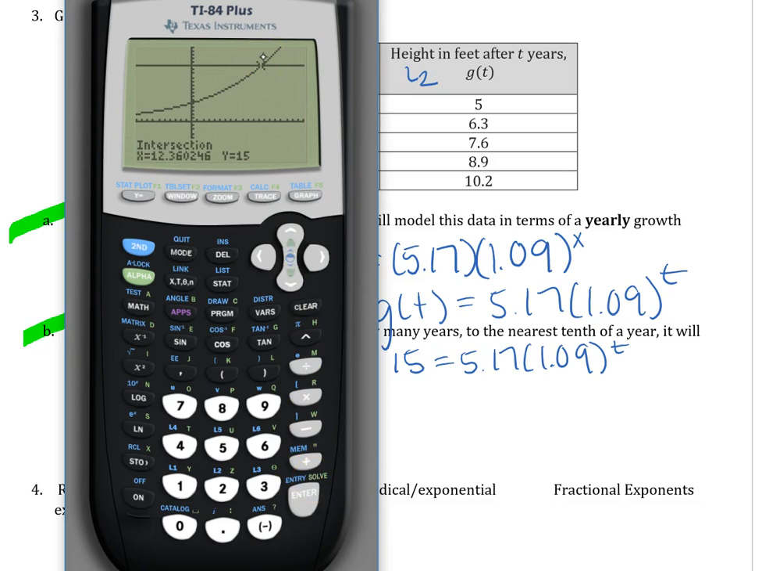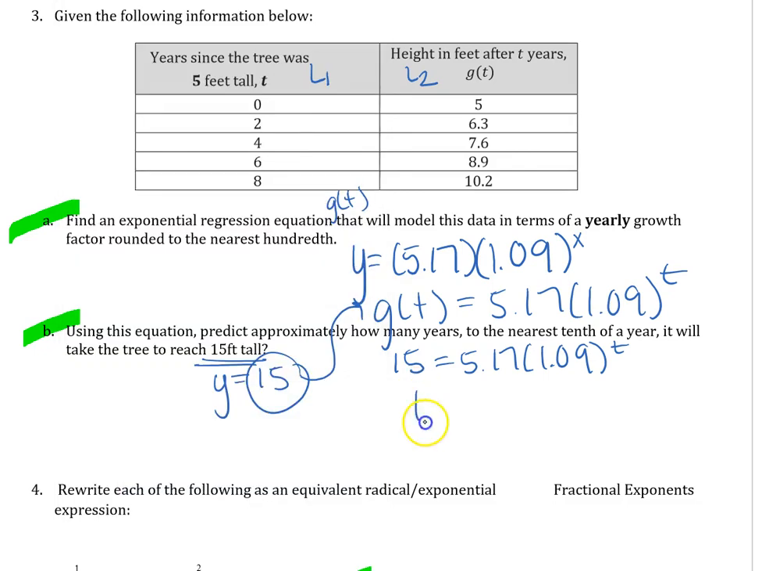So 12.36 is your t. So that means within the 12th year, you hit 15 feet. So predict approximately how many years.